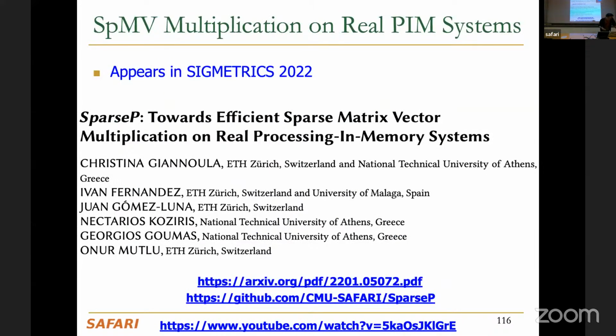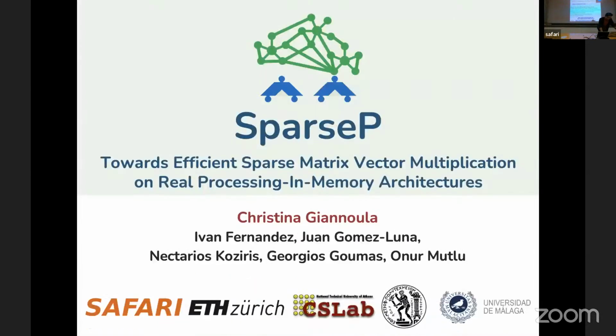And it's not the only thing. Sparse matrix vector multiplication, which you may know is a key primitive in many, many applications, is something that we have also experimented with in these real processing in memory systems. And it's also something that was published this year, and there are as well available code and available lectures and talks if you are interested in this.